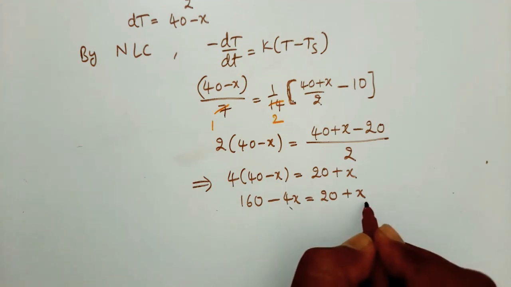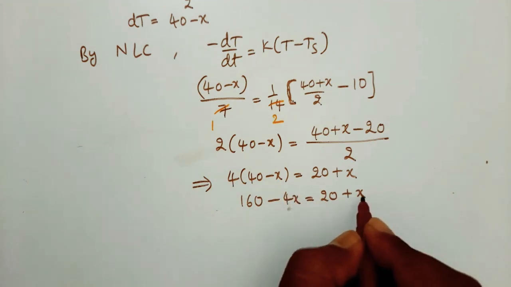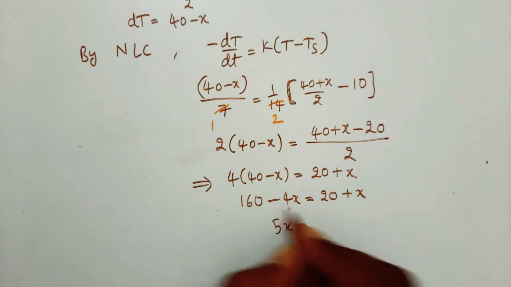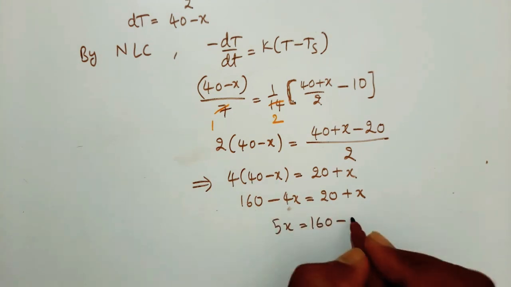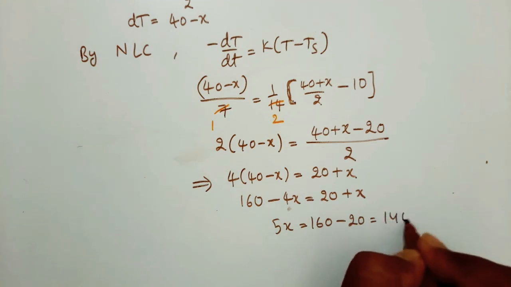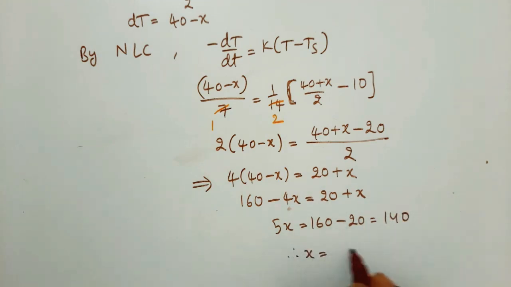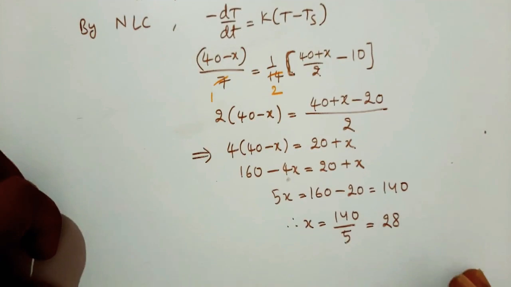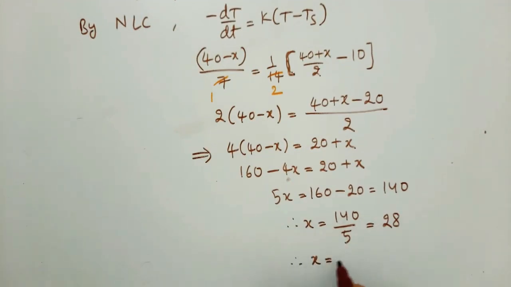Take the right side, so that is 4x plus x. 5x is equal to 160 minus 20, that is equal to 140. Therefore, x is equal to 140 by 5. So here 5 twos are 10, 5 eights are 40. So therefore, x is equal to how much? It is 28 degrees Celsius.